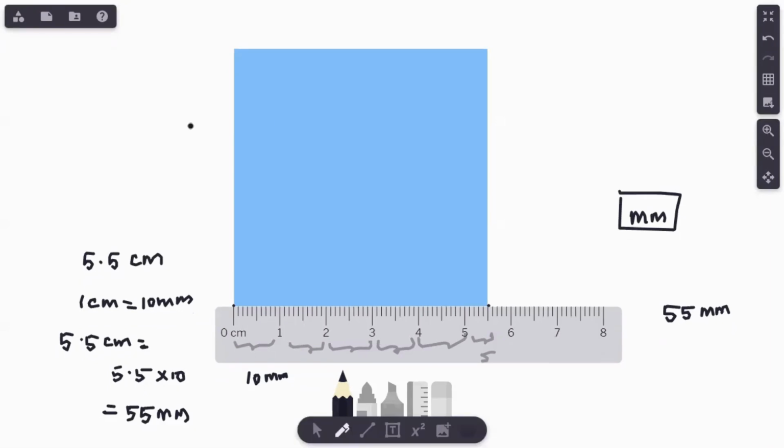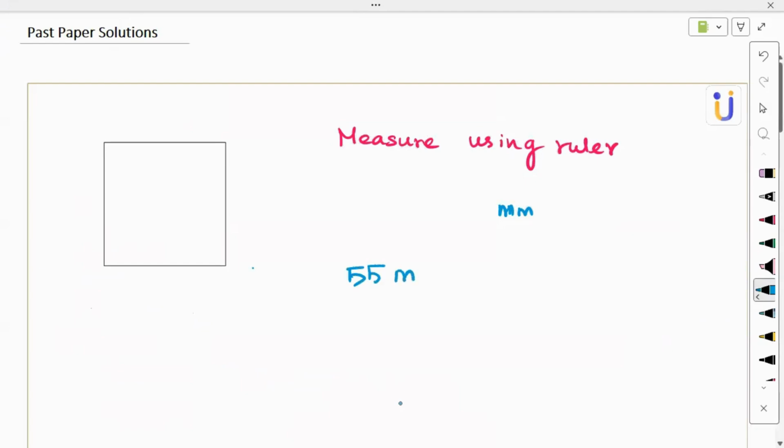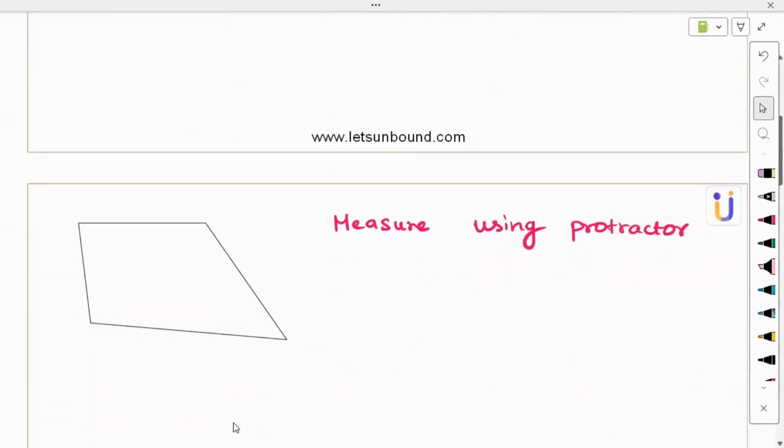So let's write the answer and complete the solution. After measuring, we found that this square is 55 millimeters, right? And next question, a quadrilateral is given. We have to measure the smallest angle using a protractor, right? So let's see how to solve this.